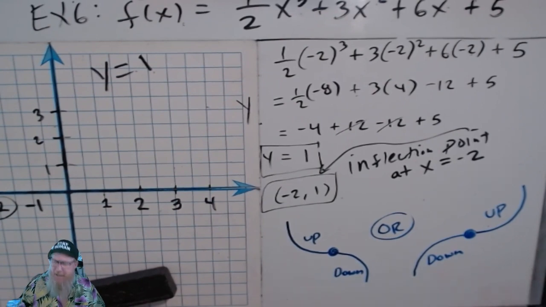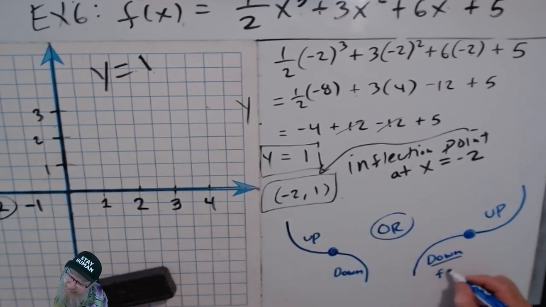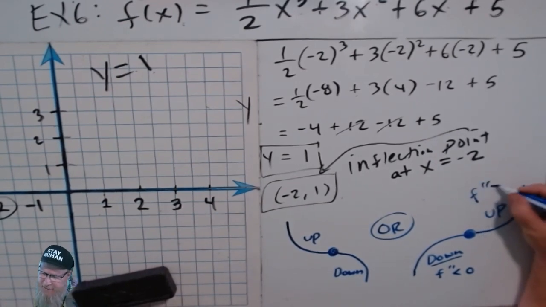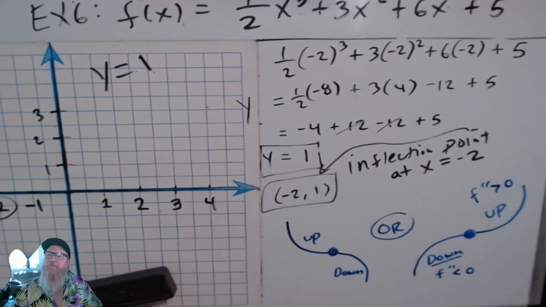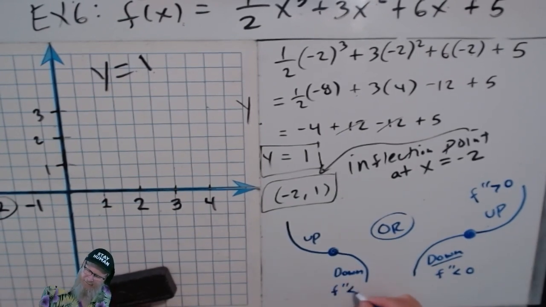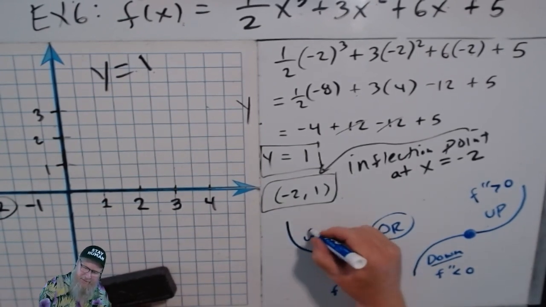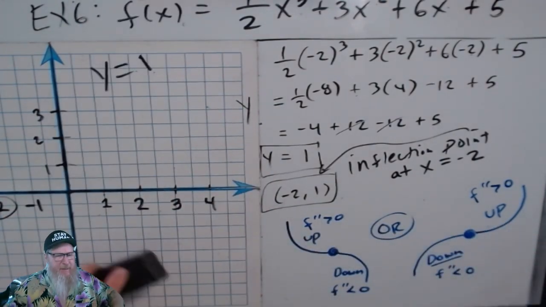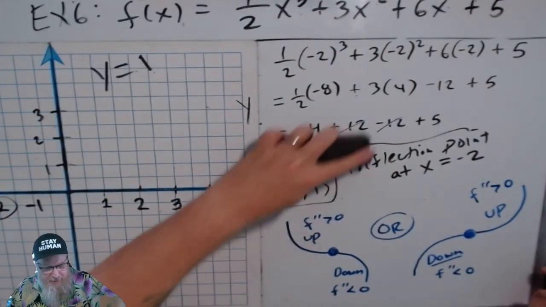Remember, down means that the second derivative is negative. Up means the second derivative is positive. Down means the second derivative is negative. Up means the second derivative is positive. And do you remember how easy the second derivative was? I erased it, but the second derivative was super easy.